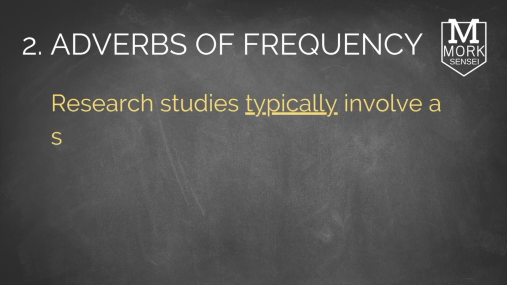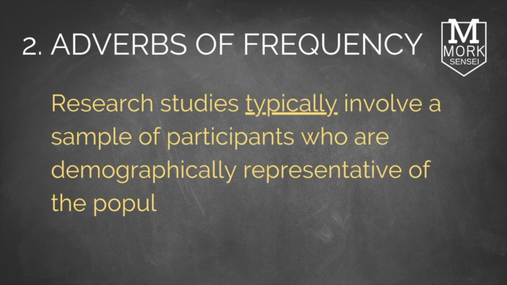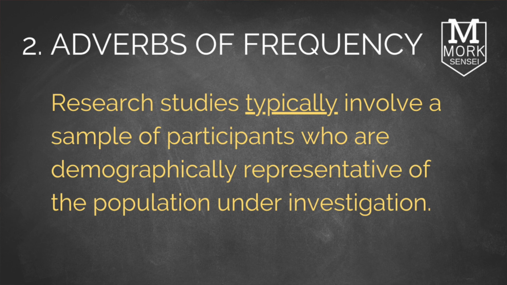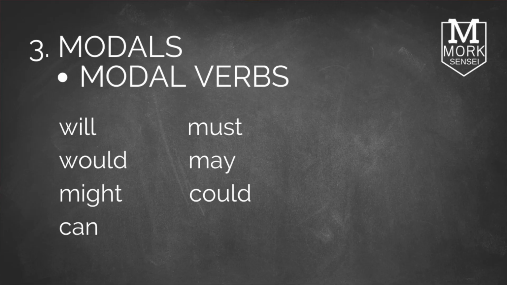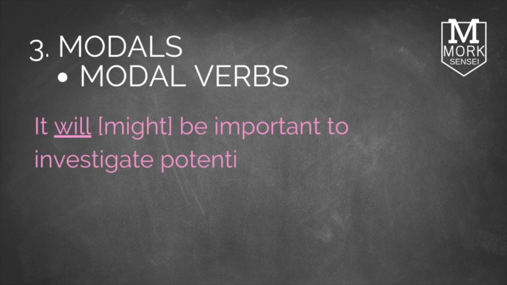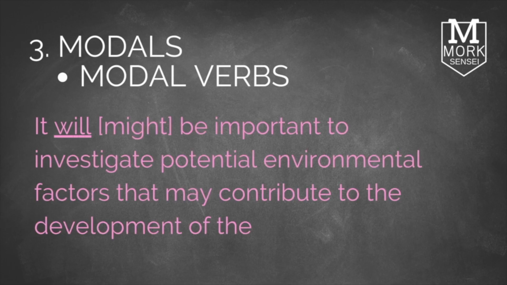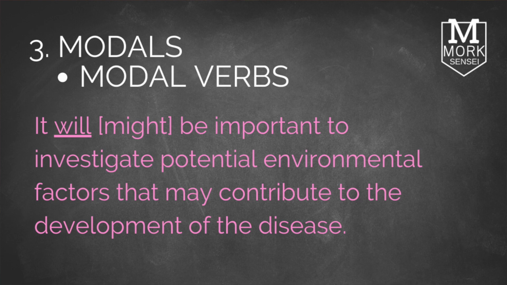Research studies typically involve a sample of participants who are demographically representative of the population under investigation. Modal verbs are a third form used in hedging. There are several types of modals, first being verb modals, which include will, must, would, may, might, could, and can. Examples? It might be important to investigate potential environmental factors that may contribute to the development of the disease.